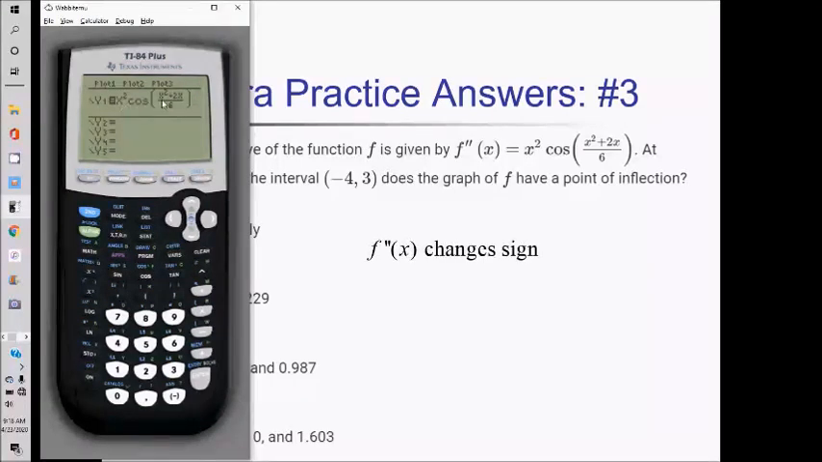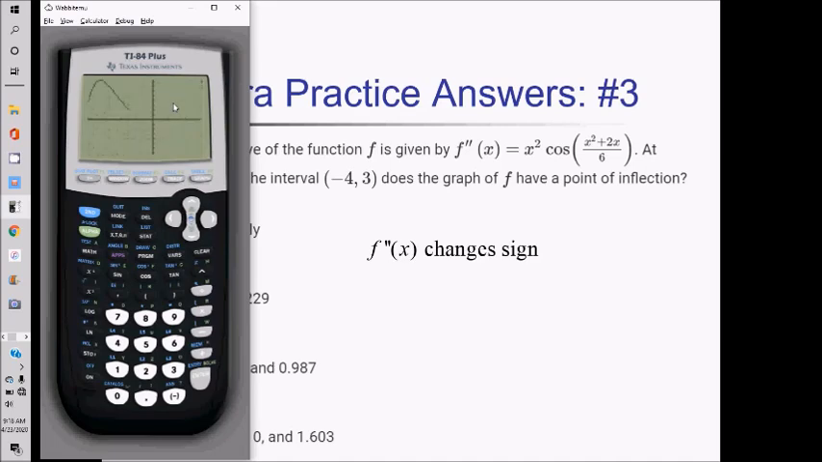I've entered this function in here using my fancy fraction, alpha y equals n over d form, to get that nice little fraction in there. And now I'm going to go to window, and I'm going to set my window to be from negative 4 to 3 because that's the interval that they gave me. And let me do zoom 0, zoom fit, to see what f double prime looks like across that interval.